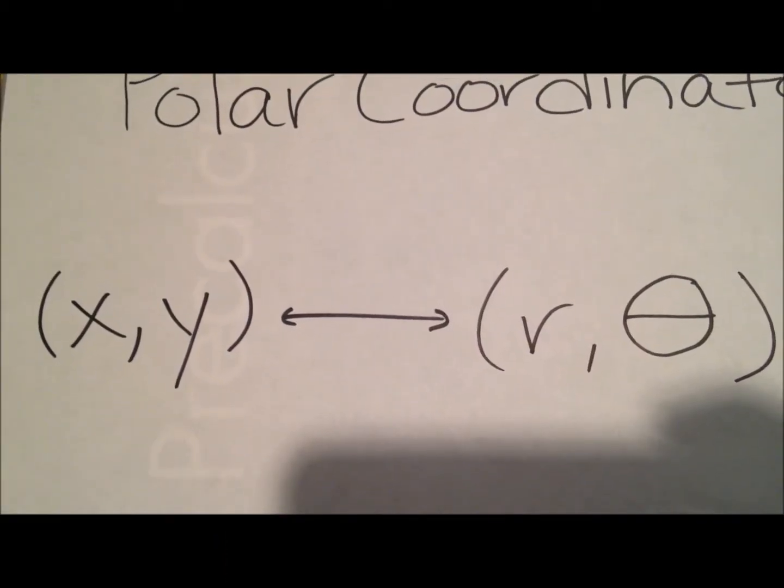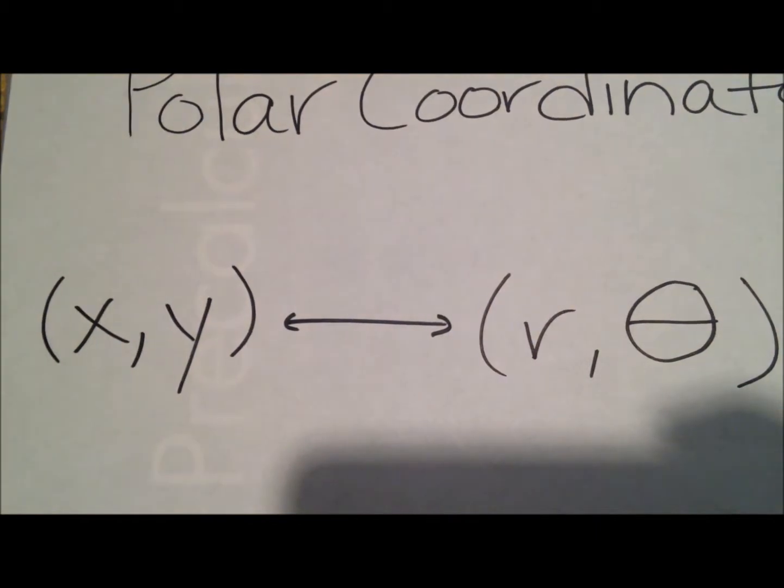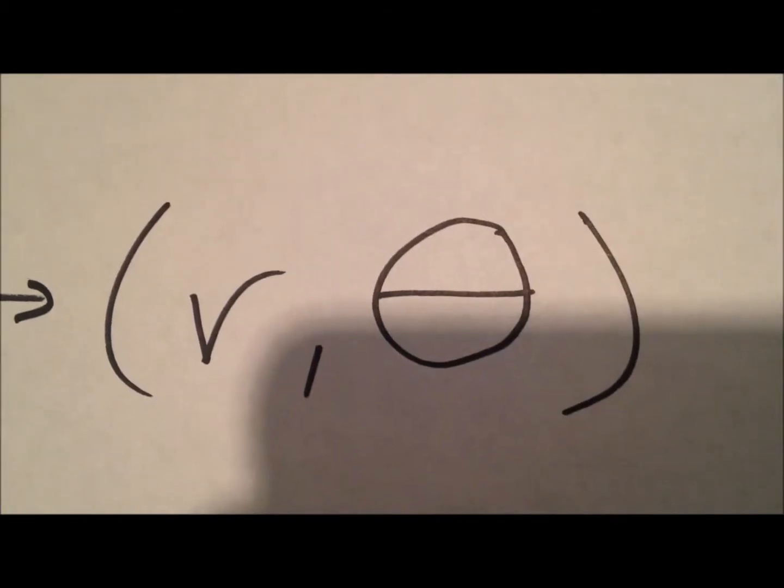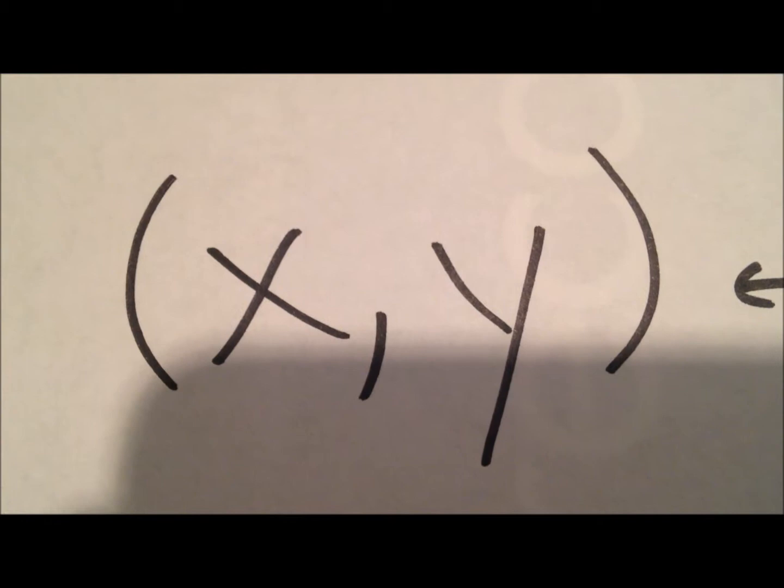Sometimes you aren't always given r comma theta coordinates. Sometimes they are x and y. As you know, r comma theta is the polar form. X comma y is the rectangular form, and you can convert between them using these equations.